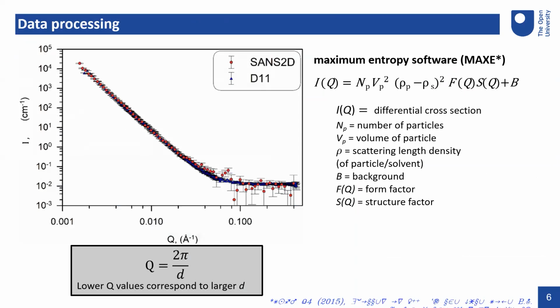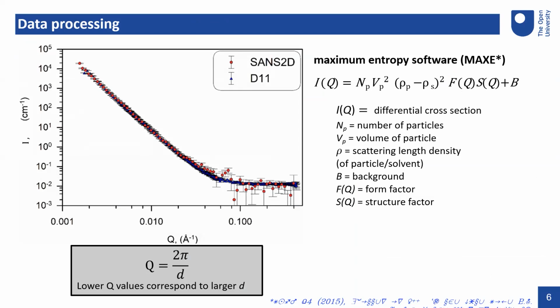So this is the typical data output you get from small angle neutron scattering: I, the intensity of the beam, versus Q. You have seen Q before, and as I said, Q is inversely related to the size of the scatterer. So in I versus Q, the larger Q gives you information about the smaller scatterers, and the smaller Q gives you information about the larger scatterers.